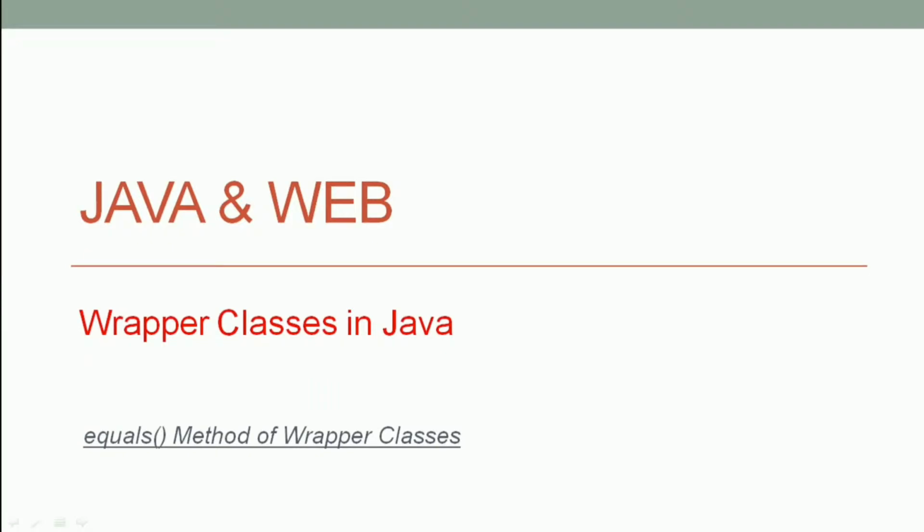There is one more method in the various wrapper classes which got inherited from the class java.lang.Object, and that method is the equals method. Namaste everyone, I am Gyan and you are watching session 19 of Java and Web, wrapper classes in Java.